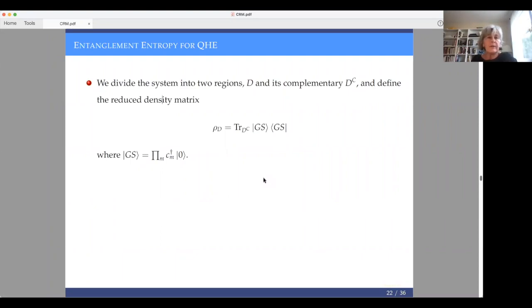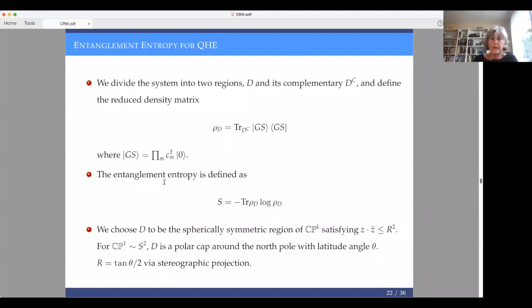Okay, so we divide the system into two regions, region D and its complement, and define the reduced density matrices like that. So this GS is the many-body ground state. So the entanglement entropy now is defined in terms of these reduced density matrices like this. And for simplicity here, I will consider D to be the spherically symmetric region of CPK that satisfies this relation. So essentially, just to visualize it, if it was CP1, which is S2, this D is just a polar cap around the North Pole, bounded by a latitude angle theta. So this R is the radius of this cap and is tangent theta over 2 via stereographic projection.